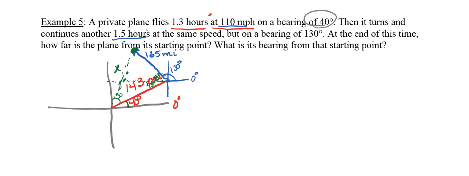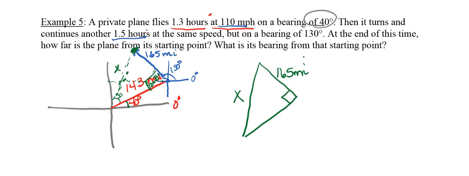Now look what's been created. 50 plus 40 is a 90. So I really do have a 90-degree angle right there. So I'm going to go ahead and pull that off just so I can see what I'm looking for. I'm looking for this. We just showed that that is a 90. This was 165 miles. This was 143 miles. And they're saying at the end of the trip, how far is the plane? I'm looking for this. And at what bearing is it from the starting point? So here's the starting point right here, and it wants to know what's the bearing. So we want to know, if I were to draw in the x-axis, what would this angle be?